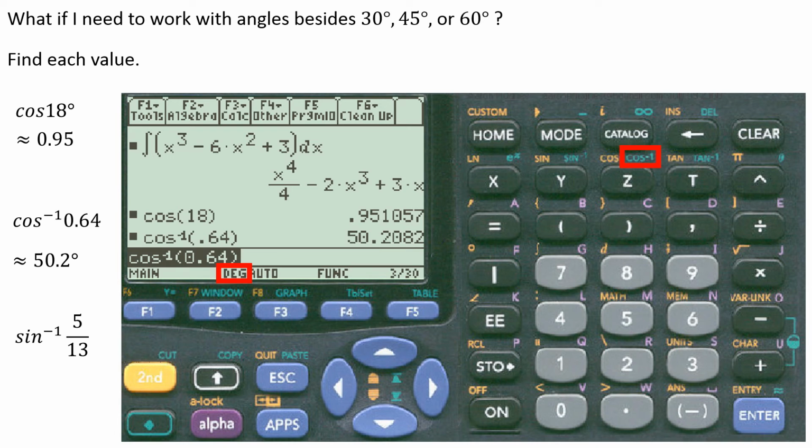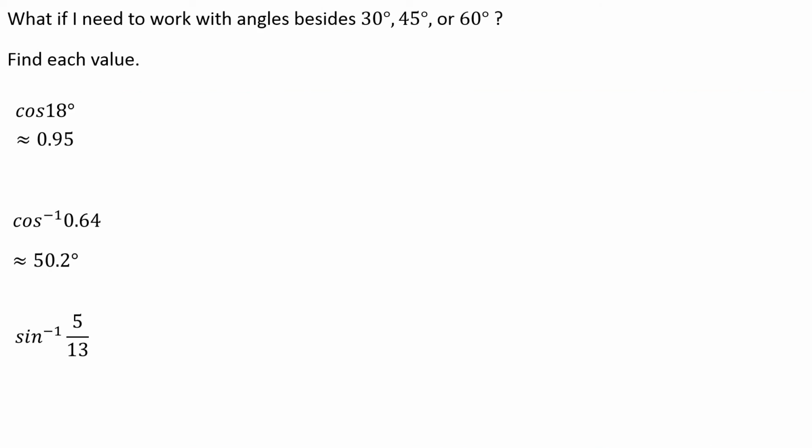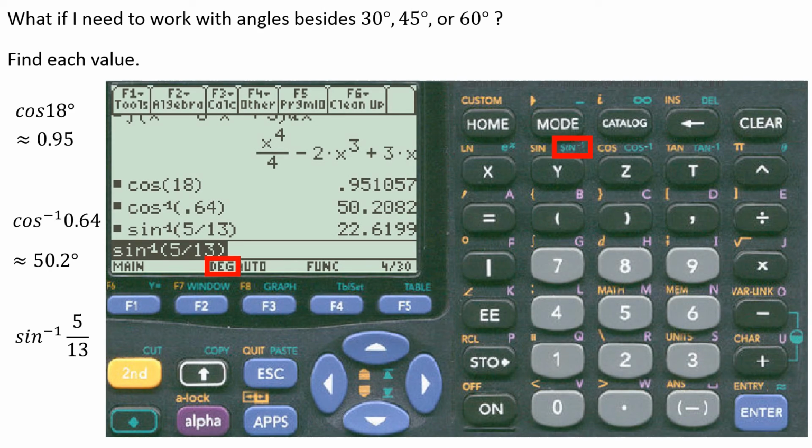What if I want the inverse sine of 5/13, right? Because sometimes we see it as a fraction instead of a decimal. No problem. With a calculator, I'm going to say, hey, I need the inverse sine of 5/13, making sure I'm set for degrees. And it looks like about 22.5. All right. Of course, if I do a good job of rounding off, it actually comes out as 22.6 degrees.